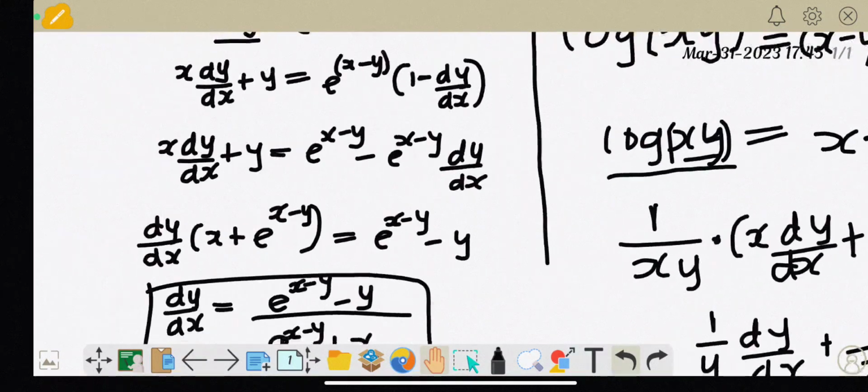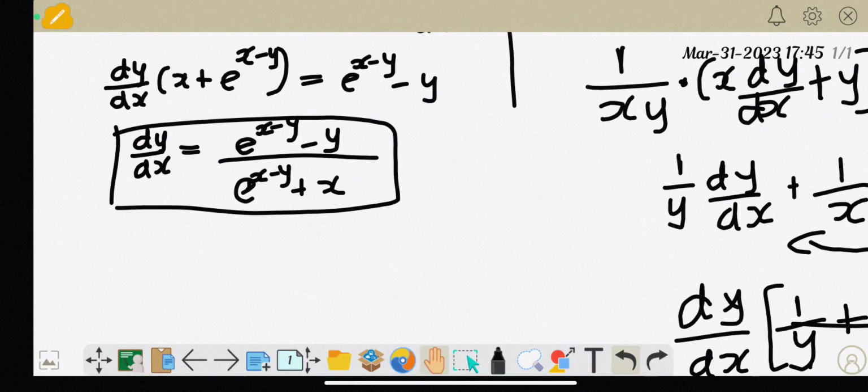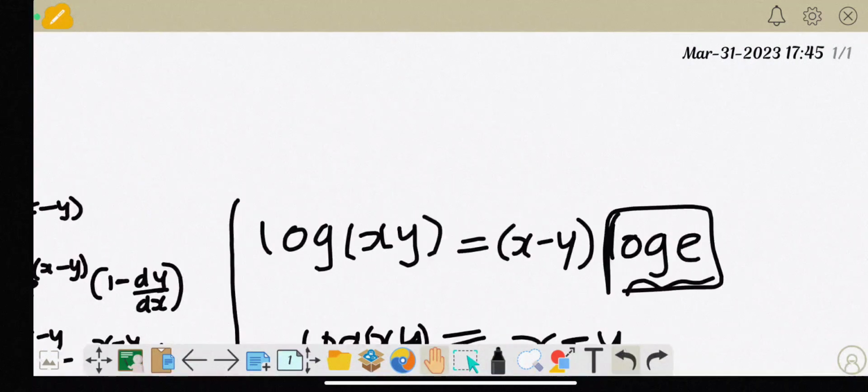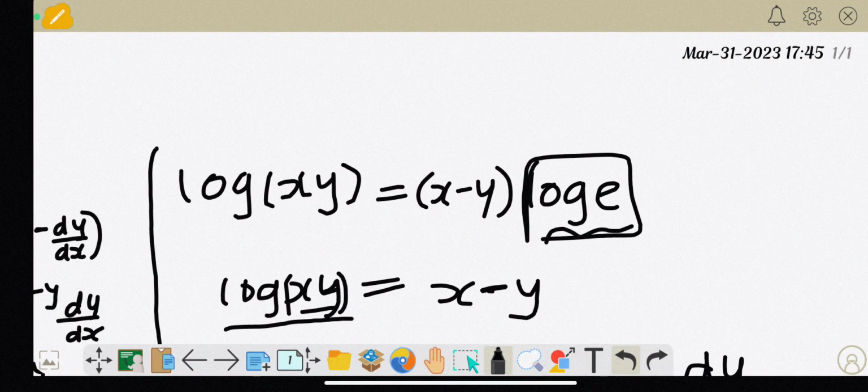So here I don't know why this didn't work. Okay, let it be. Okay, so if you get a question of this type, you just do it in this method itself. Okay, applying log on both sides.